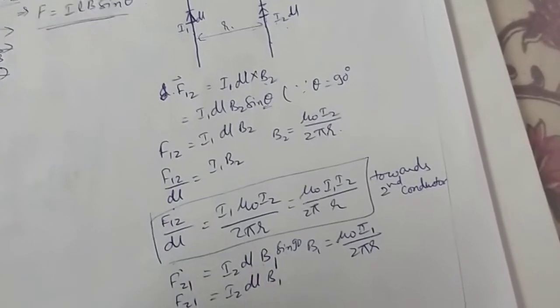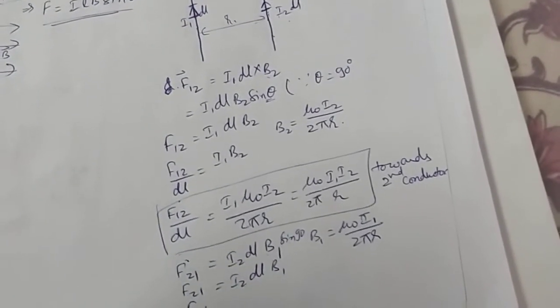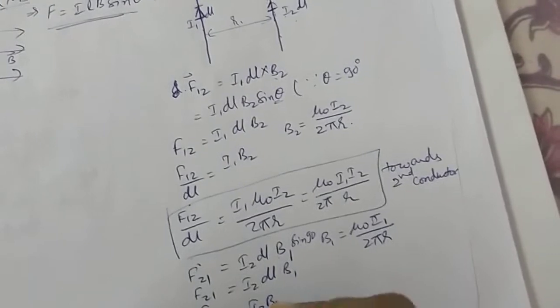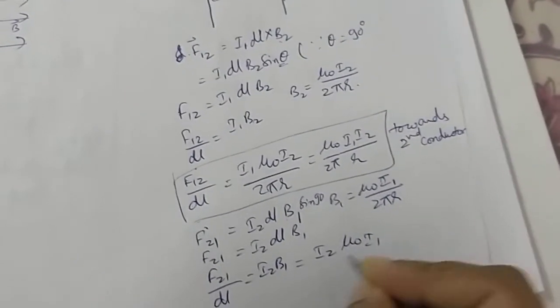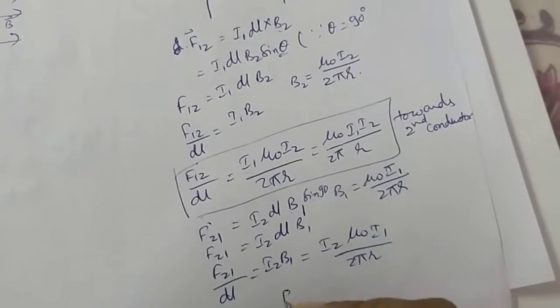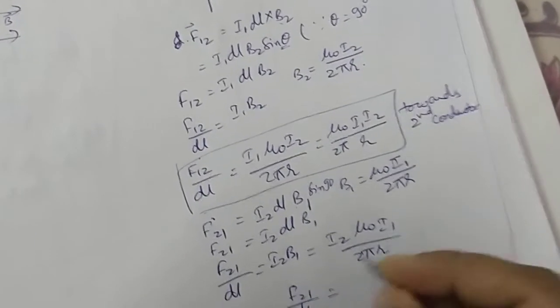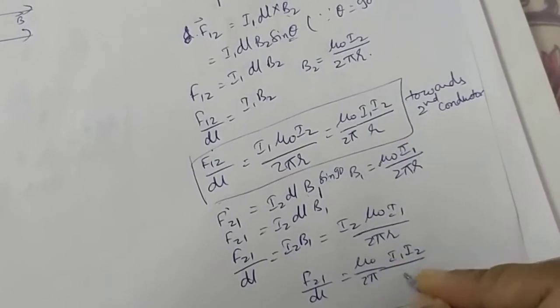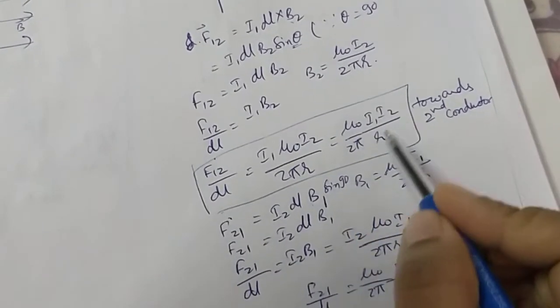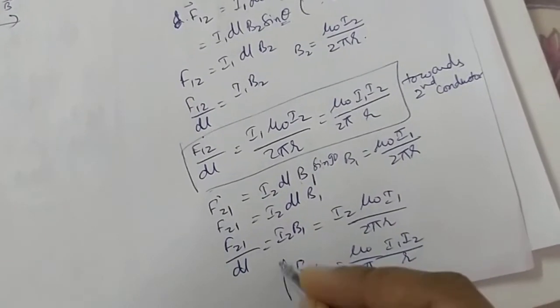For F21 by dl it becomes I2 B1, and when you substitute mu naught I1 upon 2 pi r, you see F21 upon dl is equal to mu naught upon 2 pi times I1 I2 by r. Mu naught I1 I2 by 2 pi r, the same thing we are getting here. But what about the direction? What about the direction of the magnetic force here?